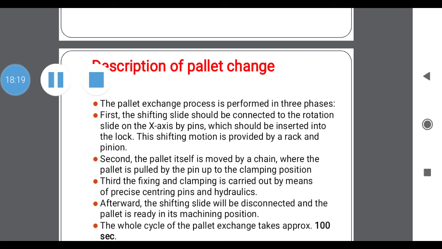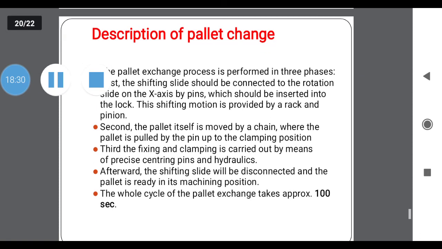In the second, the pallet itself. That is a chain or belt. That has presses, centering pins and hydraulics. Then the next one is that the whole cycle of pallet exchange takes place in approximately 100 seconds. That is, to change a pallet in the machine, it takes 100 seconds.